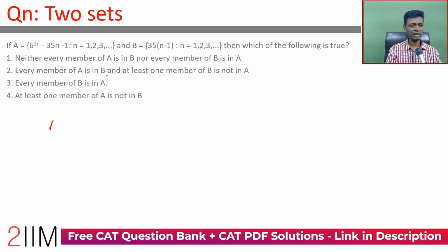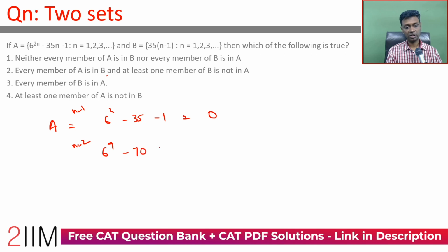Before we go further, I want to write down and see a few numbers. I want to put n equal to 1. So 6 square minus 35 minus 1, which is 0. We put n equal to 2: 6 power 4 minus 70 minus 1. N equal to 3: 6 power 6 minus 105 minus 1. There are going to be some numbers.